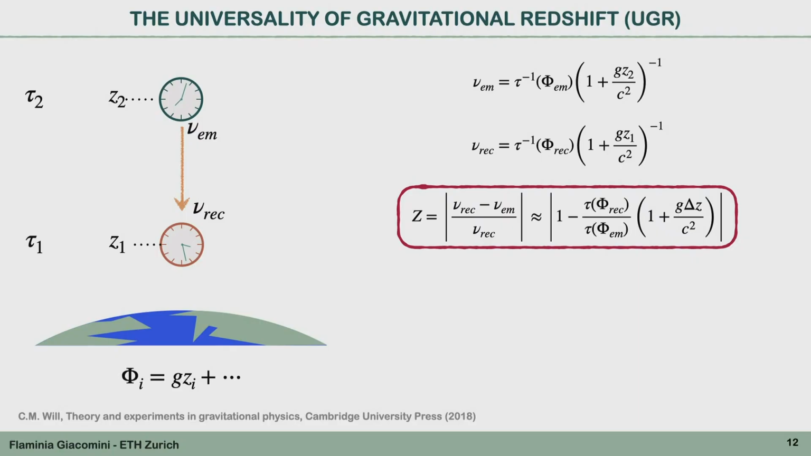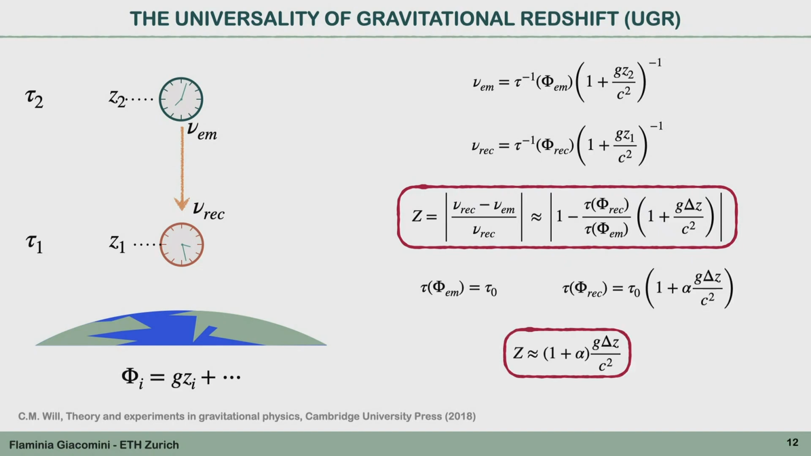So how do I write it in a more revealing way? I can expand tau of phi emission. I call tau of phi emission tau 0. It's just a quantity that I define. And then I Taylor expand tau of phi reception around tau 0. I assume that they're not very far from one another, so I can do a first order Taylor expansion. And this will have 1 plus alpha g delta z divided by c squared. So this is going to be my expansion. And g delta z, notice, is phi, basically. This is our gravitational field.